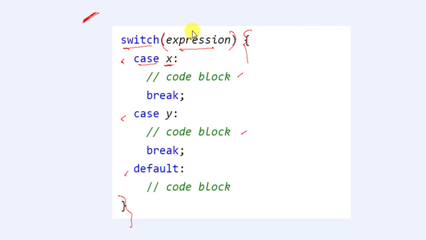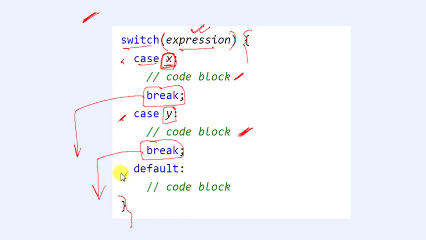If the value of the expression matches the value of x, then the corresponding block of code will be executed, and then because of the break keyword the control will exit the switch case statement. But if the first case does not match, then the second case will be checked. If the value of y matches the value of the expression, then the corresponding block of code will be executed, and then because of the break keyword the control will exit the switch case statement.